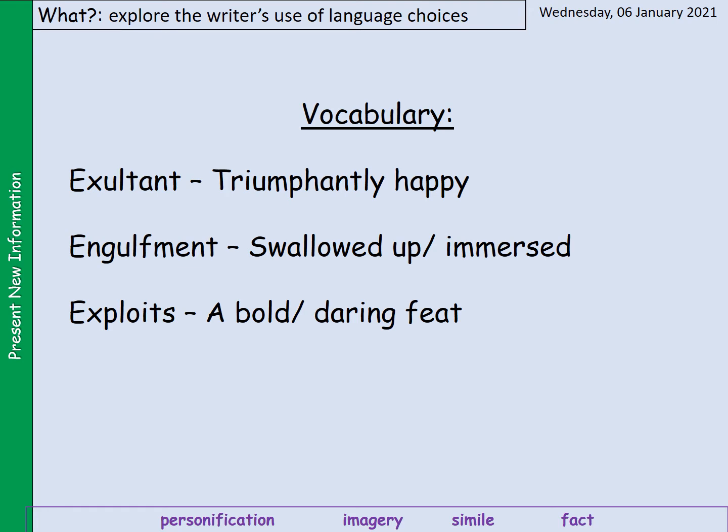Before we zoom in on that source text from line 18 to 25, let's look at these 3 words. Exultant means triumphantly happy, so you're happy with something that you've done. Engulfment means to be swallowed up or immersed in something, and exploits is a bold or a daring feat. If you have got your text there, highlight those words and write down the meaning for them, on your piece of paper or your document, whatever you're using, so you know the 3 definitions before we move on. Just pause the video here while you do that.